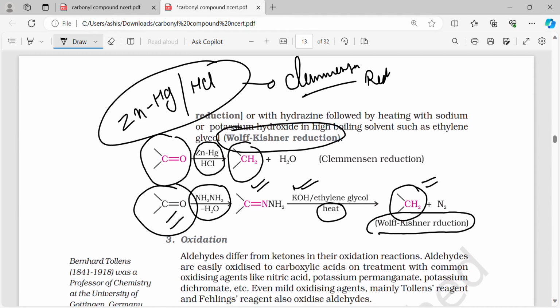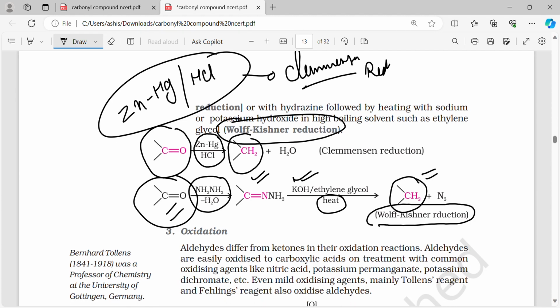And similarly, carbonyl gets converted into CH2 by another reagent, that is NH2NH2, hydrazine, then KOH in the second step, in the presence of ethylene glycol. If we heat, then the carbonyl compound can also get converted into CH2. That is an example of Wolff-Kishner reduction.